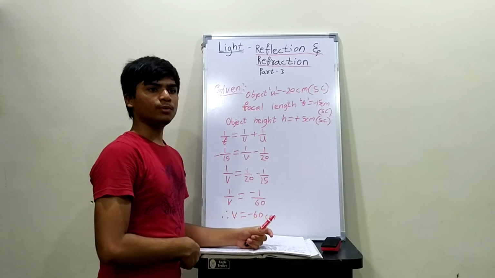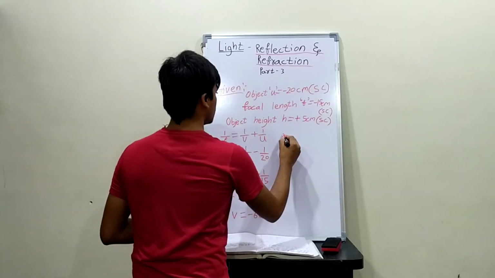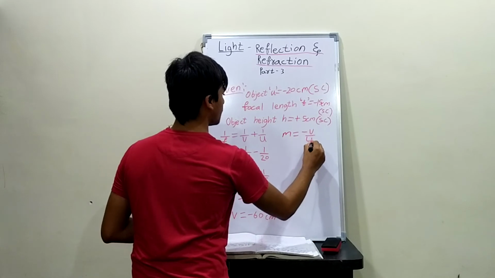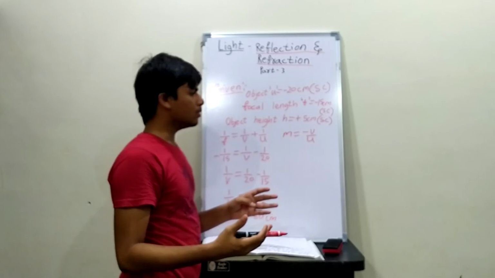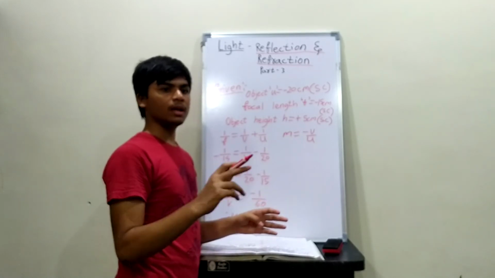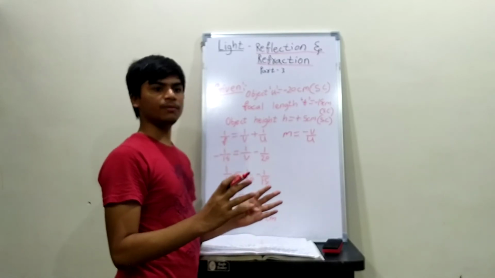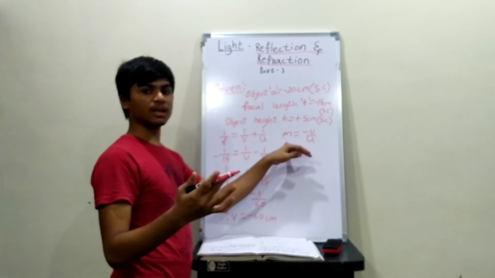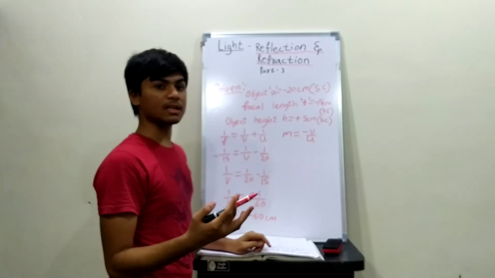Well, we don't know both heights, so we are going to use the second formula, that is m is equal to minus v by u. Based on what we have, we decide which formula to use. There is another formula, which is h dash by h. We don't have both the h here, and we have to find h dash, and we don't know the magnification either. So first we will find the magnification, then we will put it in the second formula to find the h dash, that is the image height, so that we can get to know the size of the image.